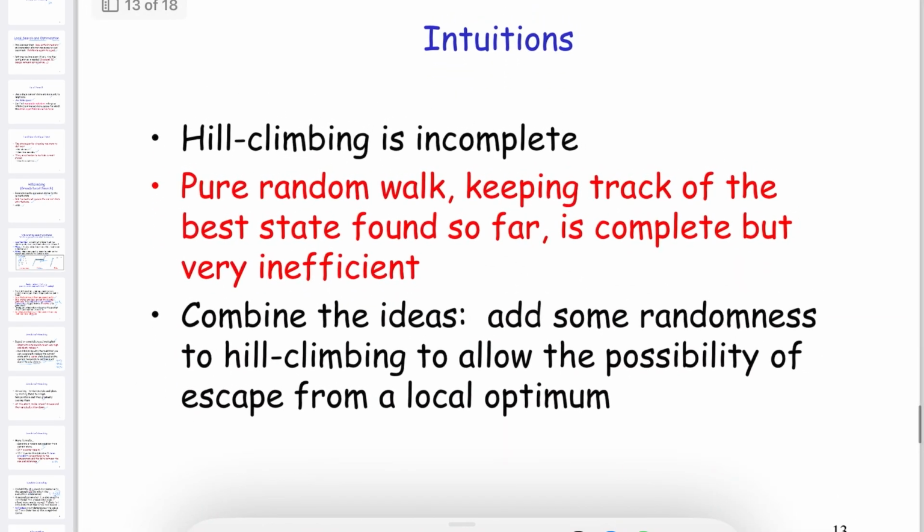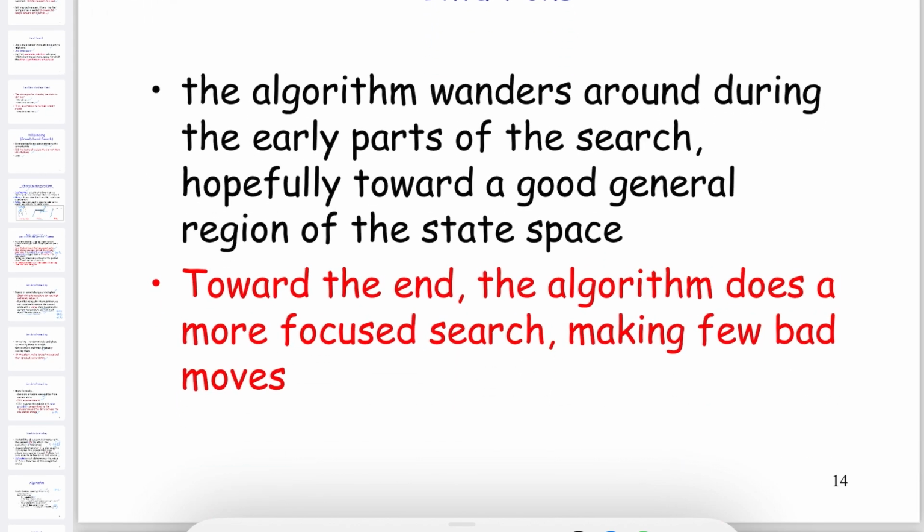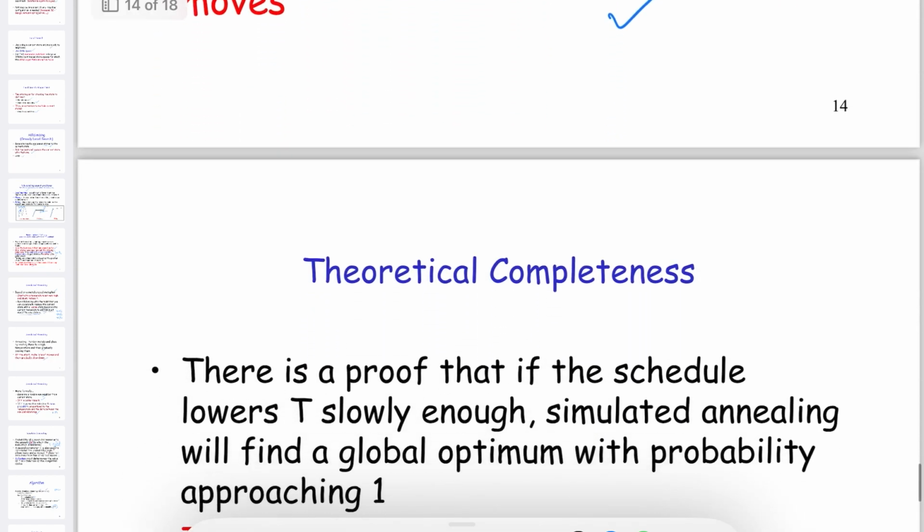The intuition here is that hill climbing is incomplete. A pure random walk, keeping track of the best state found so far, is complete but very inefficient, because some people will reach the lowest possible time, some people will take more time to reach, so it becomes very inefficient. So combine ideas: add some randomness to hill climbing to allow the possibility of escape from the local optimum. The algorithm wanders around during the early parts of the search, hopefully toward a good general region of the state space. Toward the end, the algorithm does a more focused search, making a few bad moves.